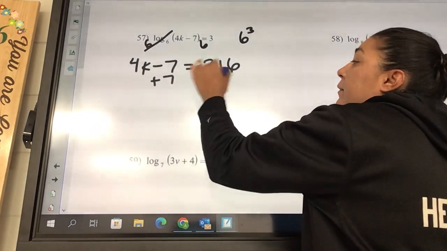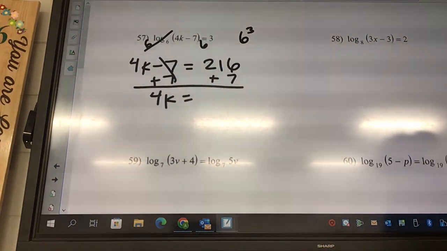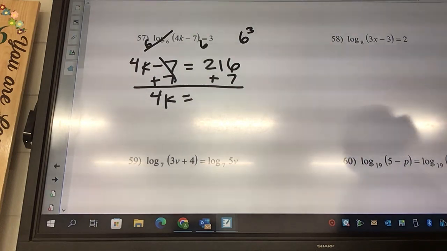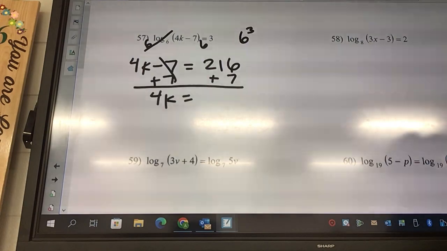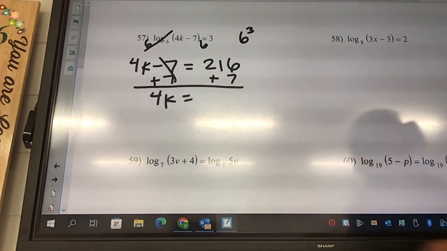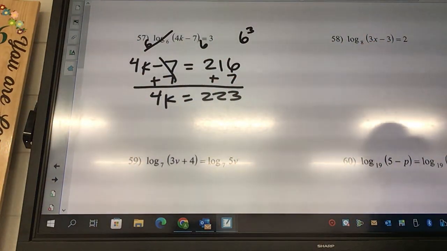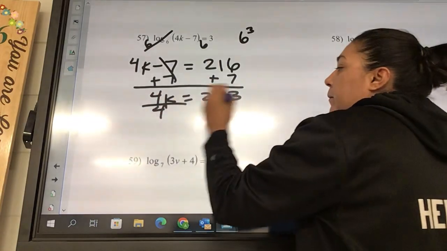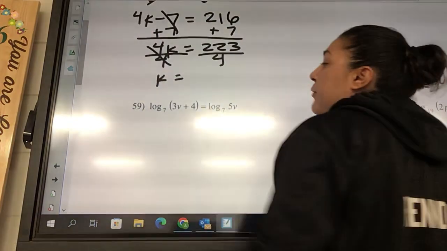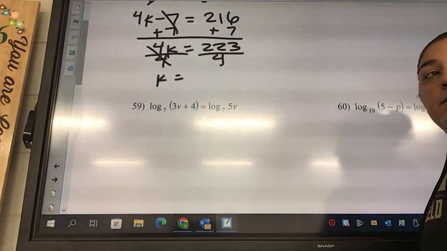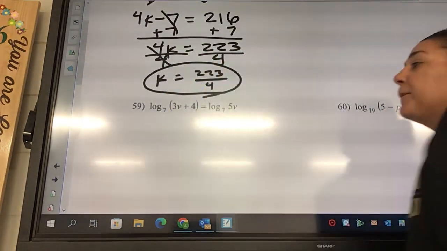You mean add. Good. Add 7. So we get 4k equals, what is 216 plus 7? I think you probably click divide. 216 plus 7. 223. And then what? Divide by 4. Divide by 4. So we're going to get k equals, what is 223 divided by 4? 223 over 4. Okay, so it does not reduce, and it just so happens to be that.